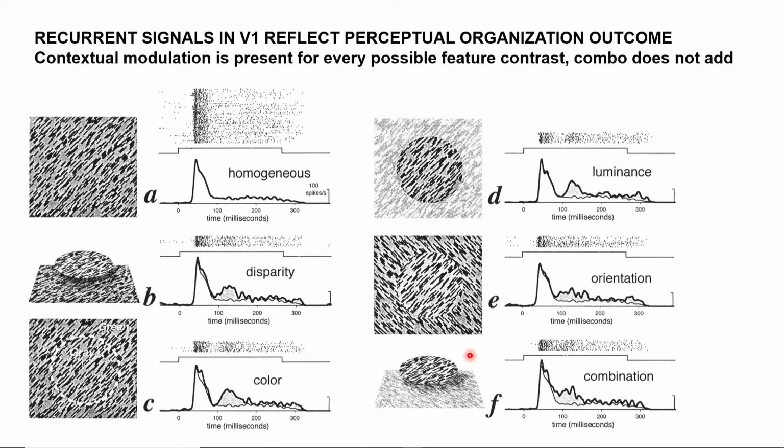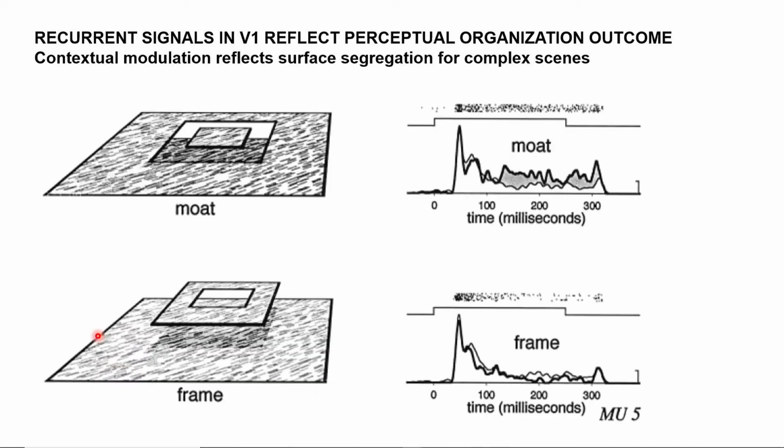And what we also found was that this holds for all sorts of different ways in which figures may segregate from background, whether it's via depth, so disparity, or orientation, as shown before, or a combination of these features, or luminance, or color, or what have you. So it's really the case that these signals reflect the sort of perceptual organization outcome, which was also nicely illustrated by creating all sorts of difficult displays like this one, where you have a mode and frame, as it's called.